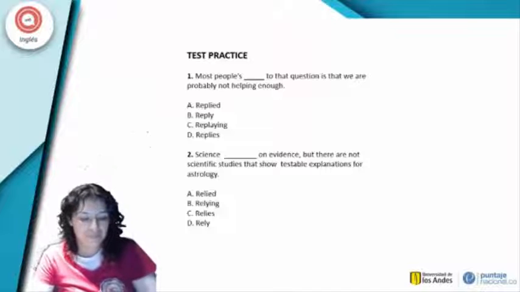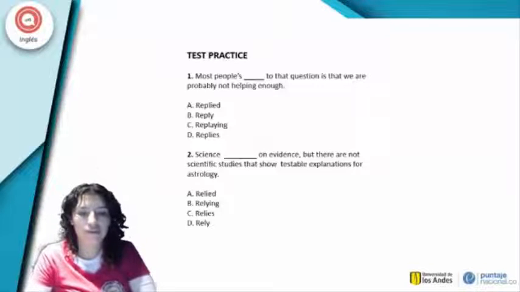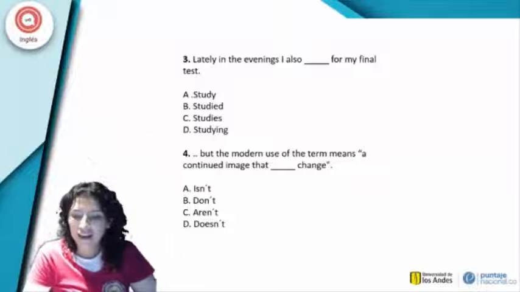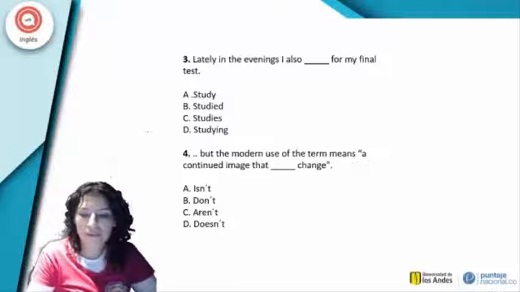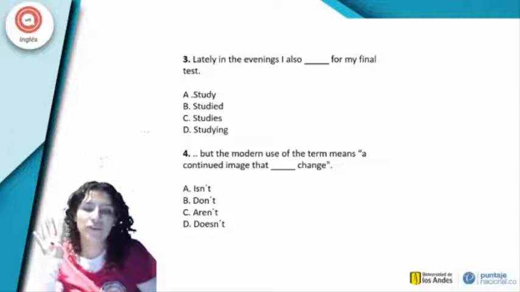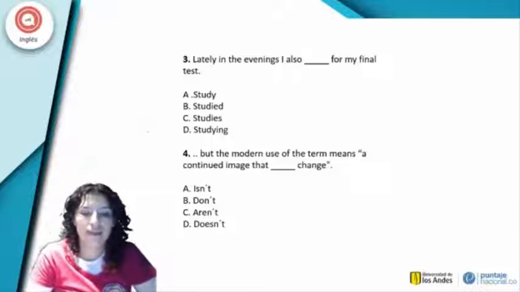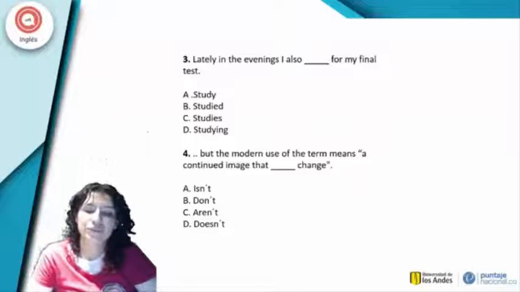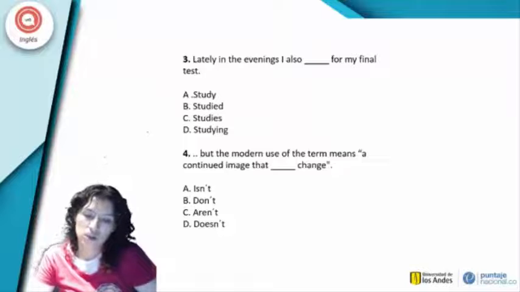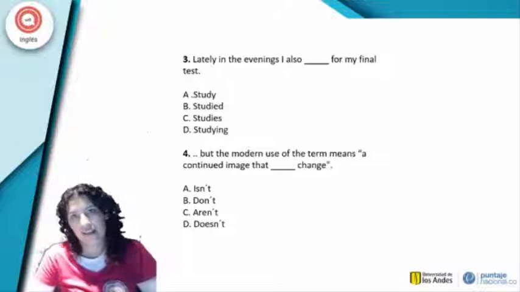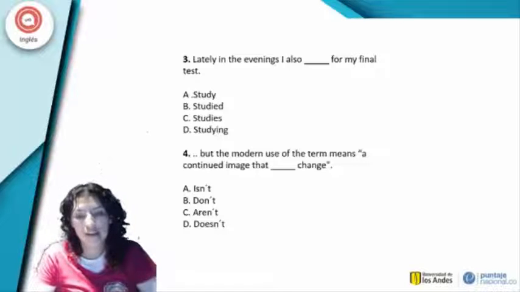Very good. Let's check some other exercises. Number 3 and 4. Very good, guys. So the answer for number 3 is A. And now, guys, number 4. I want you to tell me what is the answer for number 4. It says, but the modern use of the term means a continued image that doesn't change. Why doesn't? Because image will be it. It will be part of the third person.